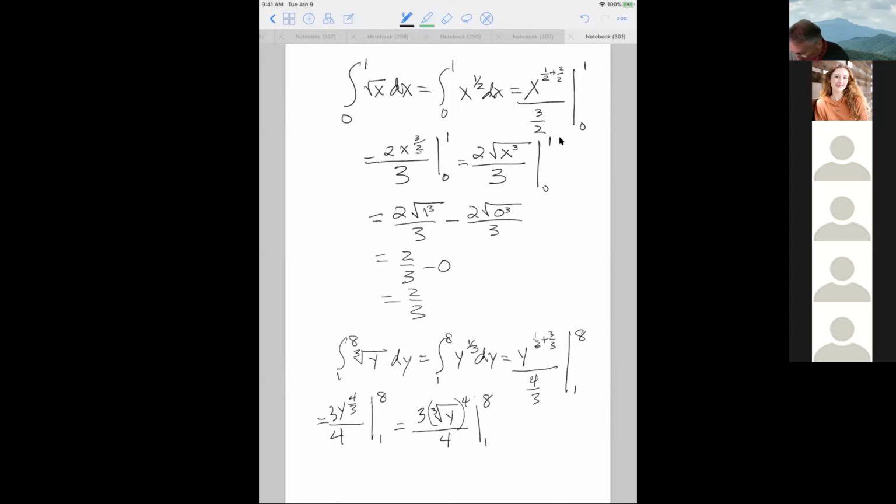Okay? So now I'm going to plug 8 in. So I've got 3 times the cubed root of 8 to the fourth over 4, minus 3 times the cubed root of 1 to the fourth over 4. And I hope you can see that you don't have to do every one of these steps. You can see right now that the top number is 1, okay? It's going to be 3 times 1. At first, you might want to do it to make sure your thinking's correct, but that's 3 times 1 on top.